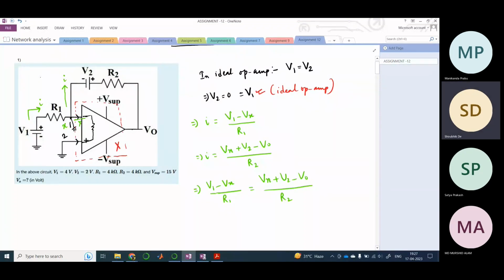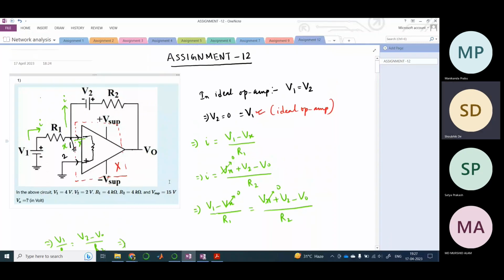And your Vx, as we saw, since the non-inverting terminal was grounded, the Vx, the voltage at the inverting terminal, also becomes equal to 0, right? So directly this becomes equal to 0, and so therefore your final equation becomes V1 by R1 equals V2 minus V0 by R2. Now you can directly solve this.